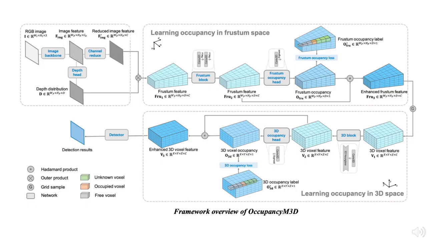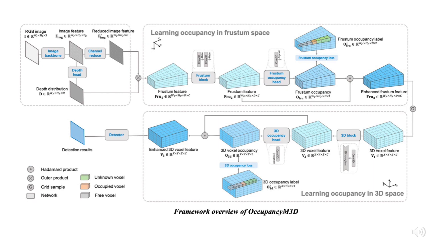We present the network overview of our method. First, a single RGB image is fed into the DLA34 backbone network to extract features. Then, we use these features to produce categorical depth distributions, which lifts 2D features to frustum space. After that, we employ the depth predictions and backbone features to generate frustum features.